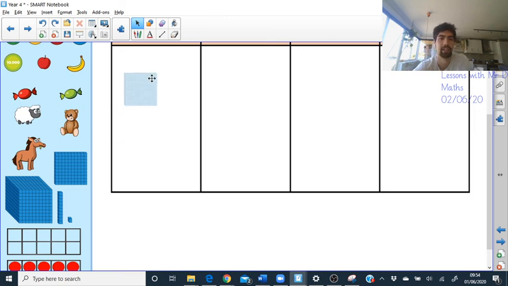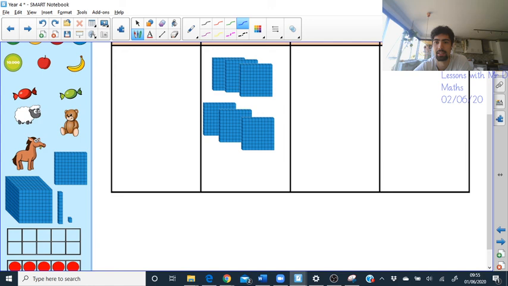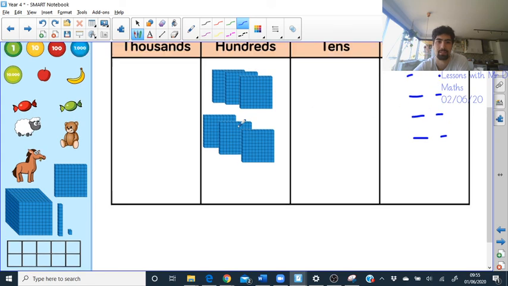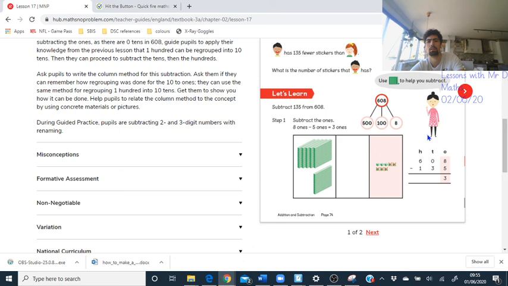Six hundred and eight. 1, 2, 3, 4, 5, 6. 600. No tens and 8 ones. I'll just draw these because it's too tricky to. 1, 2, 3, 4, 5, 6, 7, 8. 608. Take away 135.